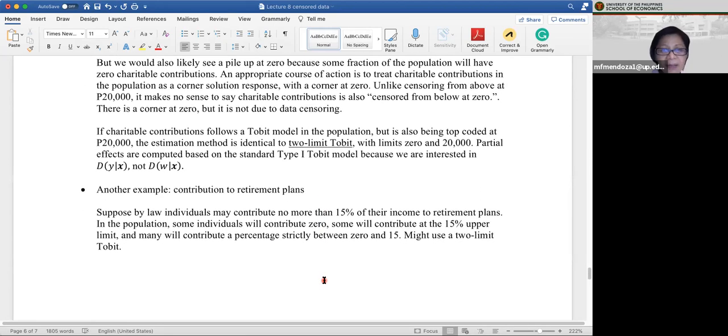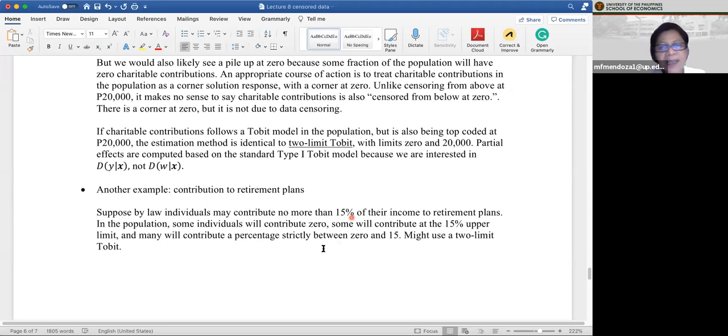Now let's have another example: contribution to retirement plans. Suppose by law, individuals may contribute no more than 15% of their income to retirement plans. I think that holds, for example, for SSS, I don't know, for GSIS. There's a cap on how much you would contribute.